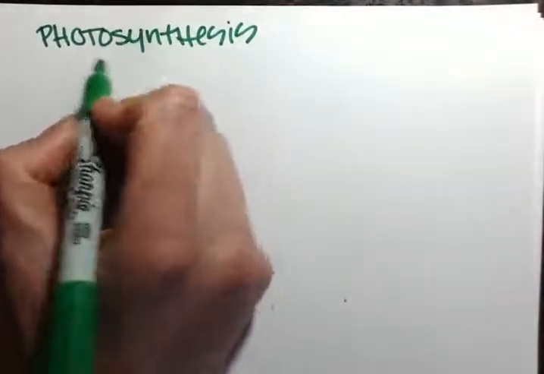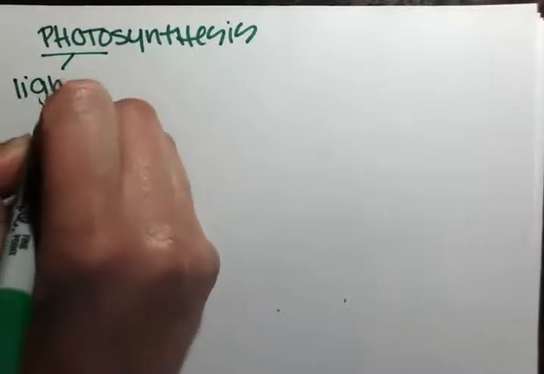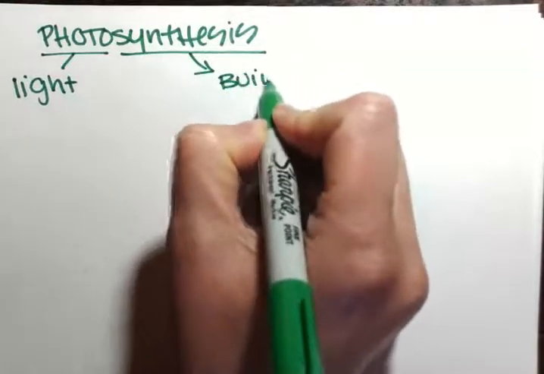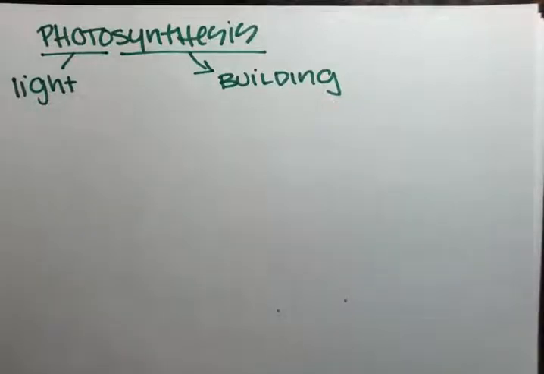So if we just look at the word, we can kind of break down what's going on. So photo, for light, and synthesis is build. And photosynthesis is using light to build molecules.